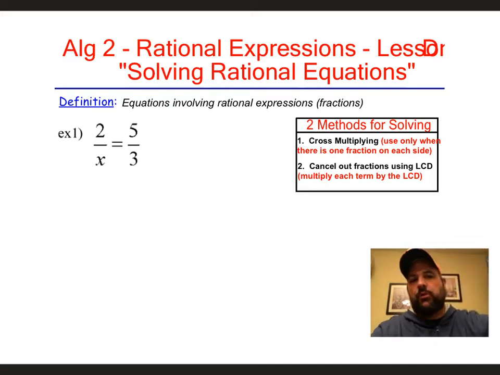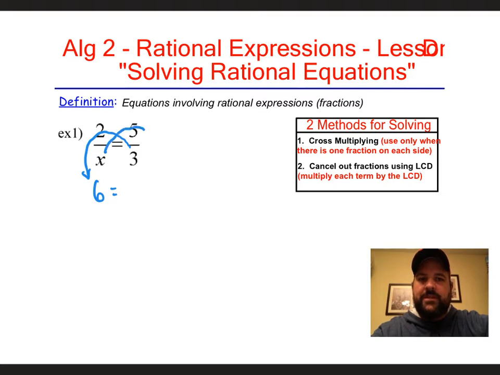So in general, to cross multiply, what we're going to do here is take the denominator of the right times the numerator of the left. That's going to give us 6. And we're going to take the denominator of the left times the numerator of the right, and that gives us 5x. And from there, we're going to solve the resulting equation the way we normally would, which means in this case, we're going to divide both sides by 5. And that'll leave us with our answer of x equals 6 over 5.